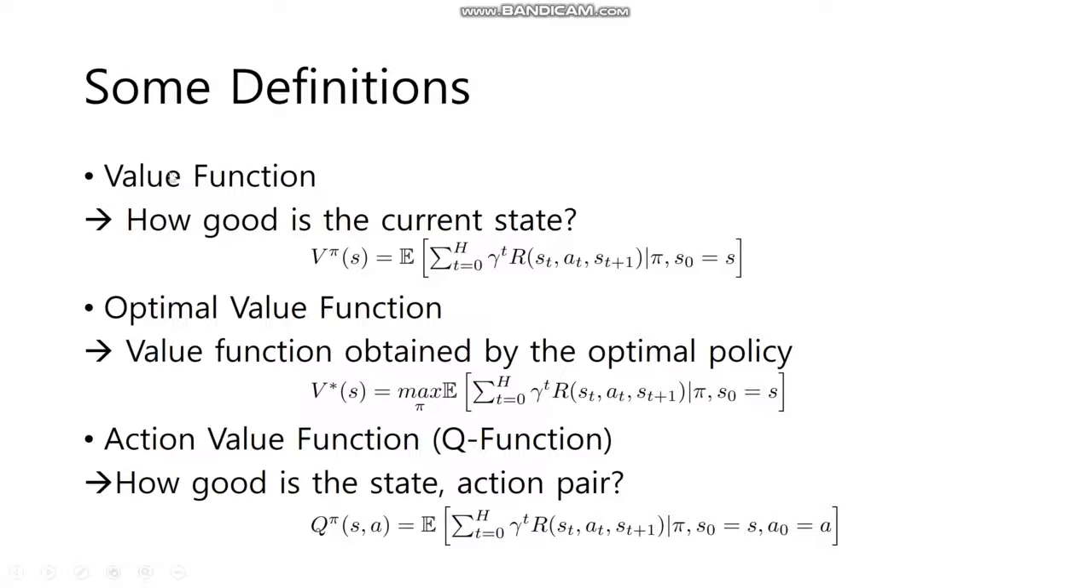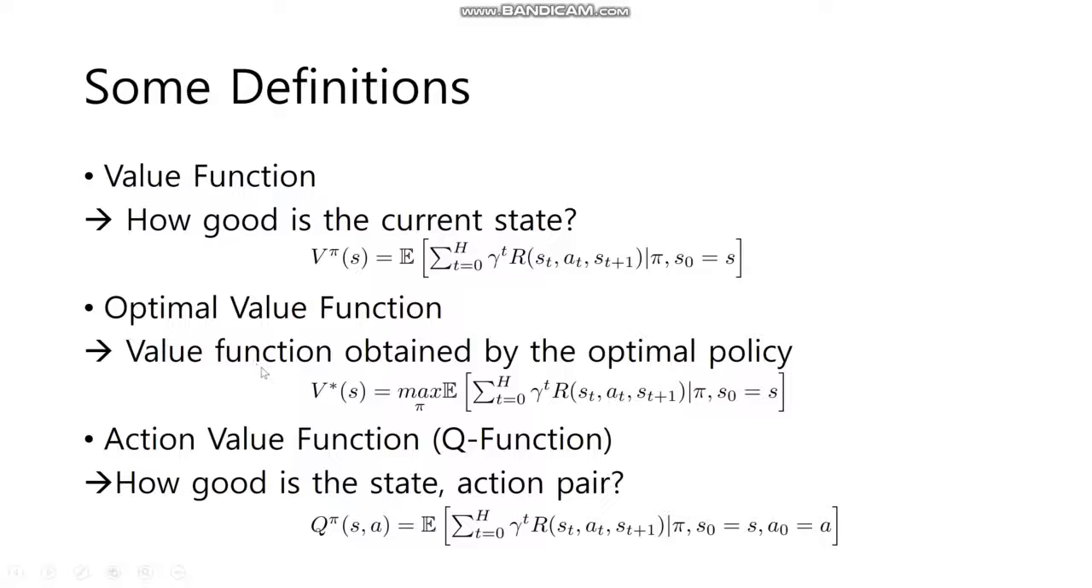So the first concept is the value function. It's the estimation of how good the current state is. So given state S, the value function v pi of s is defined like this, namely the expectation of cumulative discounted reward given current policy pi. And I said that the whole point of an MDP is to find the optimal policy which maximizes this quantity. So the ideal value function is called the optimal value function, which is the value function obtained by the optimal policy. So we're going to find the policy which maximizes this quantity.